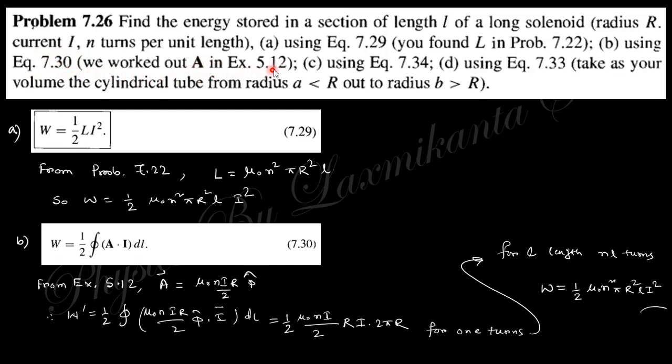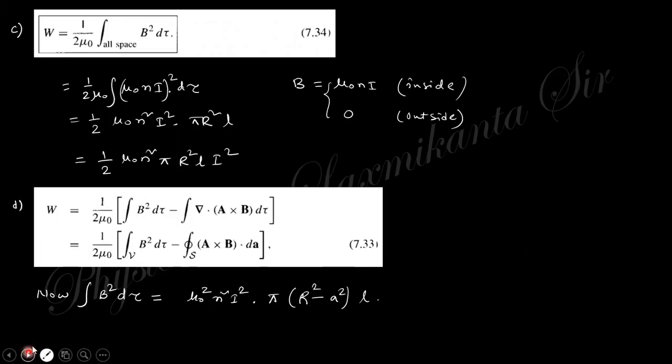use the expression of A from 5.12. So A equals like that. So the work done for a single loop will be the integral of A dot dl, equals like that. So this is for one turn. For length l there is n l number of turns, so the work done will be like that. So these two are equal, or the energy will be equal. You can see that from the two expressions.